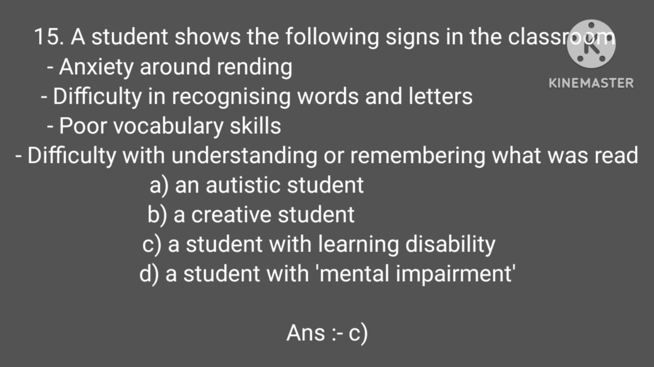Option A, an autistic student. B, a creative student. C, a student with learning disability. D, a student with mental impairment. So the answer is C, a student with learning disability. The given signs are the indication of student with learning disability.